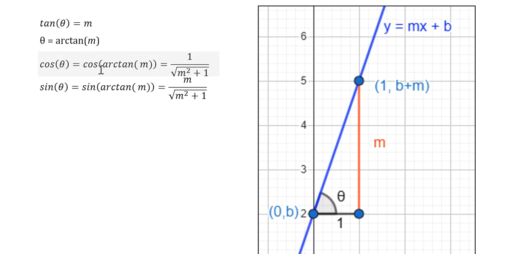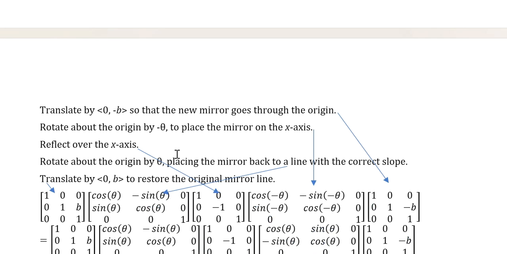So cosine of the arctangent of m, what is that? Well, look at this picture. According to the Pythagorean theorem, this side here is the square root of m squared plus 1 squared, or the square root of m squared plus 1. Well, the cosine of this angle would be adjacent over hypotenuse. That's 1 over the square root of m squared plus 1. And the sine of theta is opposite over hypotenuse, the hypotenuse being the square root of m squared plus 1. So that's m over the square root of m squared plus 1. So that gives us some nice reductions for those sines and cosines.